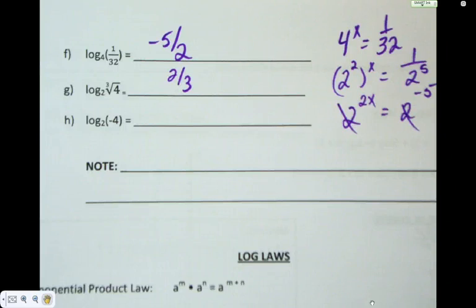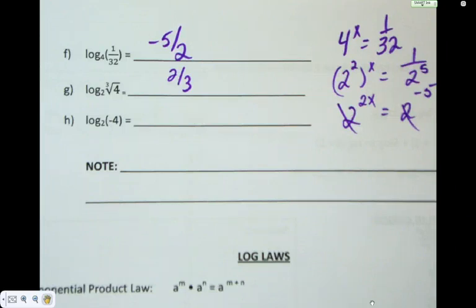Last one, turn to someone in front, behind, beside. Tell them what this is asking. Thank you for talking this time. What's the question asking? 2 to the what equals negative 4.